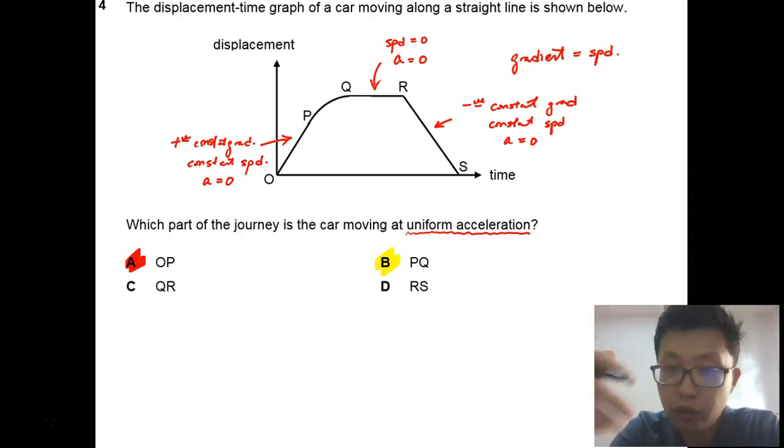So using this method, you only need to analyze, could PQ be a possible solution? And from a displacement time graph, it is difficult to visually confirm that your gradient is actually changing at a constant rate. But like I said, since you have already eliminated A, C, and D, B is your only remaining choice. And using this mentality, B would be the answer.